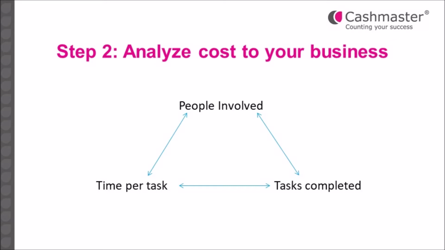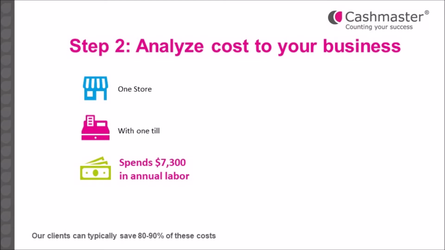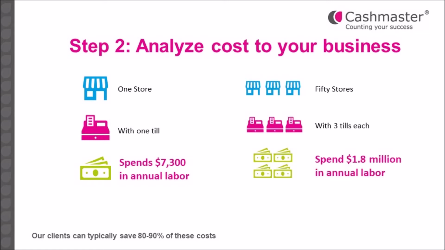To get an idea of what cash management can cost your business, we've done some quick math using the factors above. Day-to-day, the numbers aren't very high, but considering these costs adding up over a year, the surprising results are: one store with one till spends, say, $7,300 in annual labor. Our clients can typically save 80 to 90 percent of these costs. If you multiply that and go to 50 stores with 3 tills each, you're spending $1.8 million in annual labor.